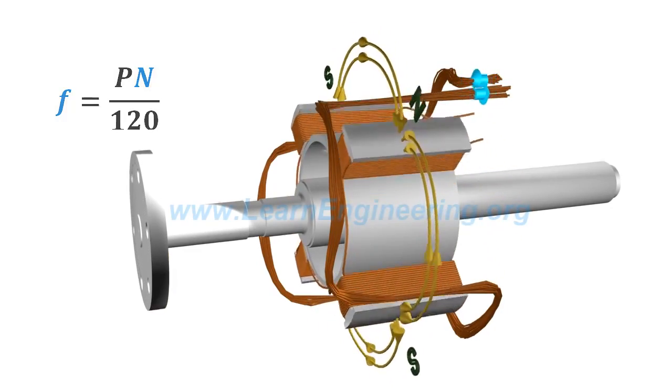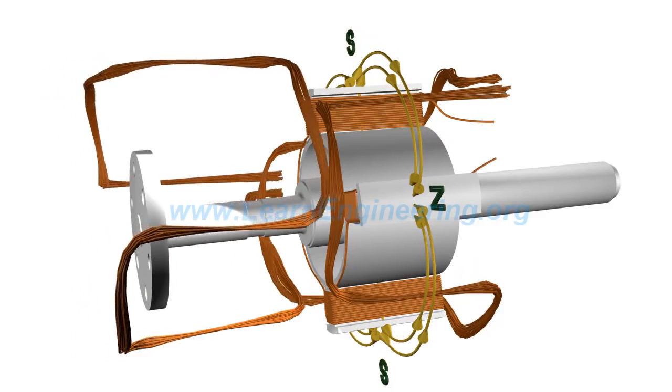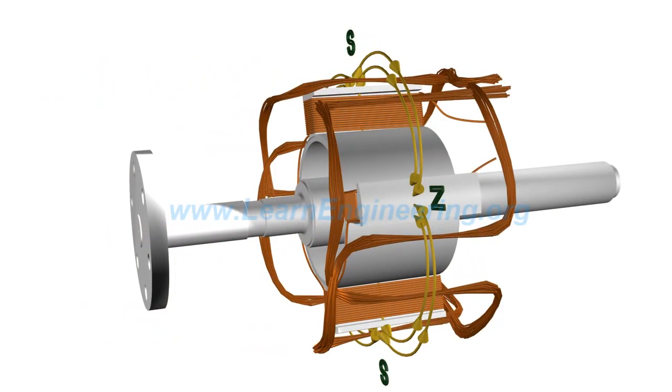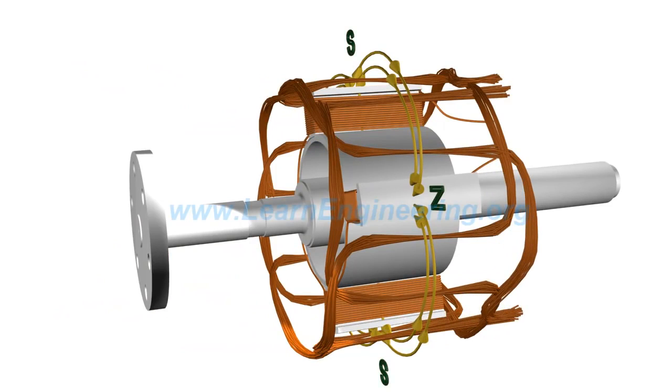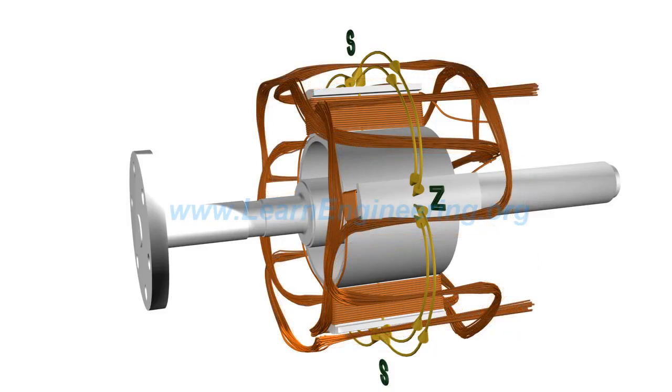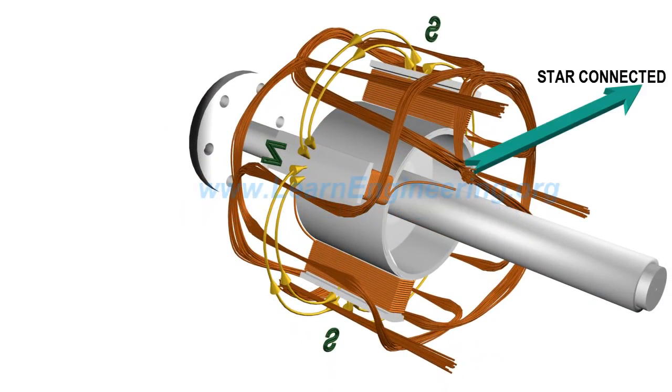For producing 3-phase AC current, 2 more such armature coils, which are at a 120-degree phase difference with the first, are put into the stator winding. Generally, one end of these 3 coils is star-connected, and 3-phase electricity is drawn from the other ends.